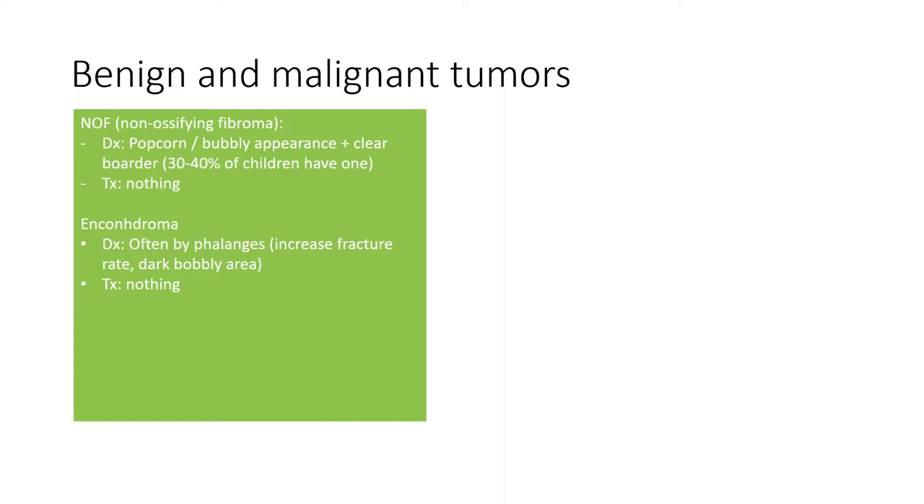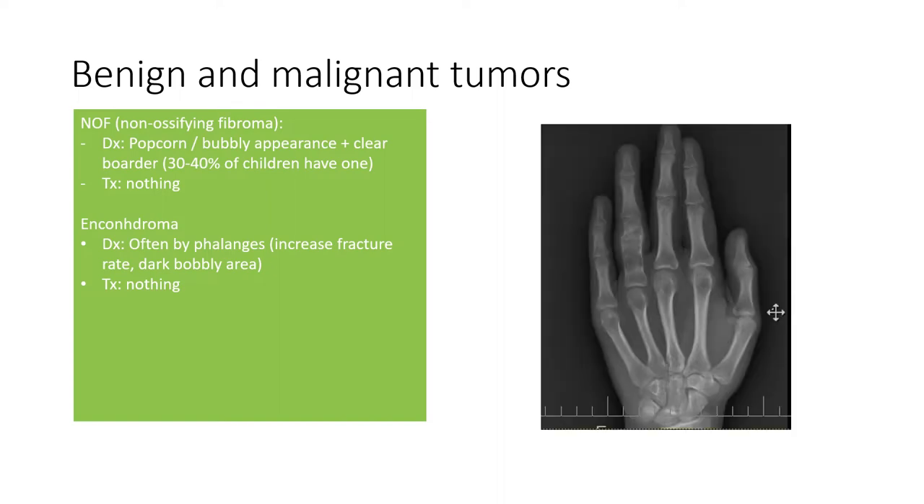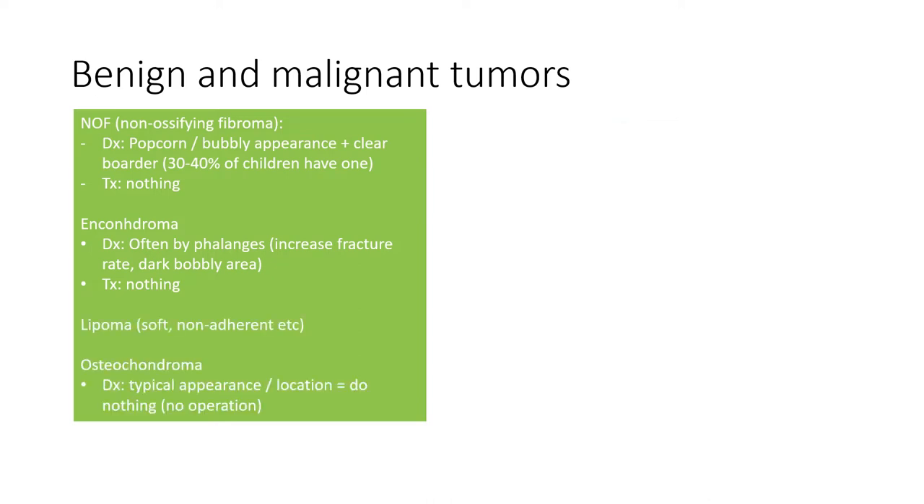Then you have enchondromas. Enchondromas are also benign. They might cause a bit more trouble. They also look bubbly, and they're sometimes found in the phalanges. So this is an enchondroma, this hypodense area, and they might increase the risk of fractures. Do nothing.